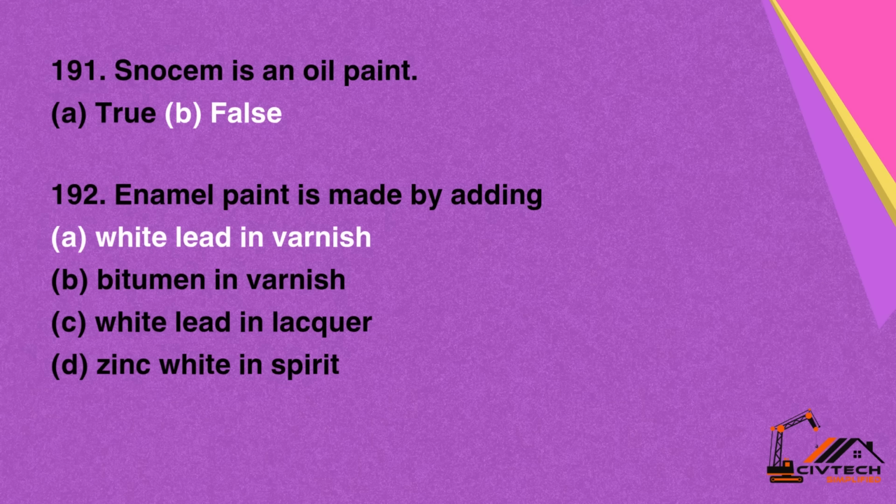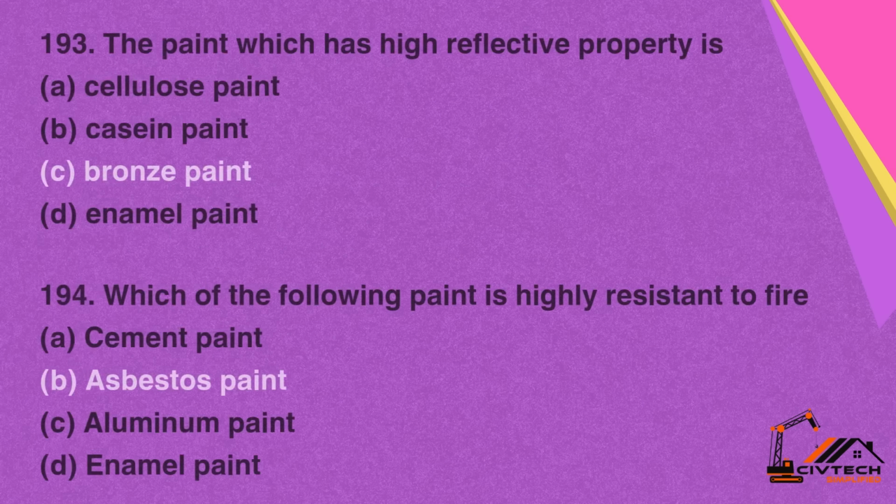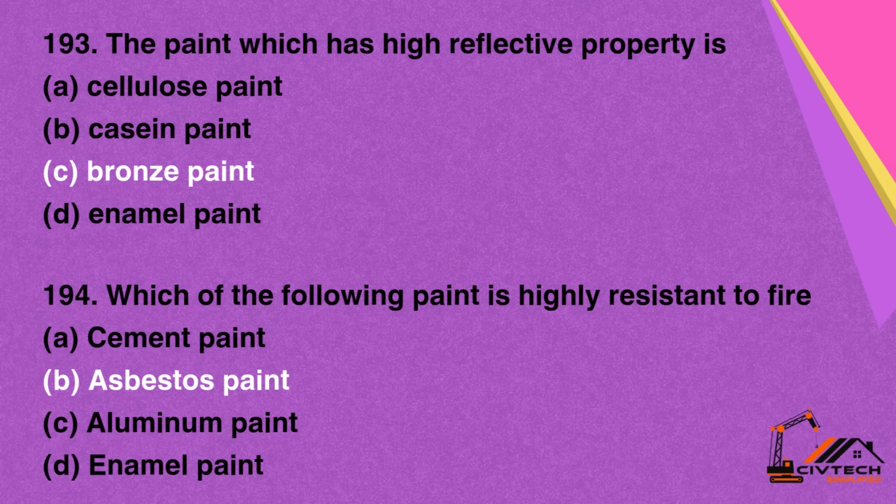192. Enamel paint is made by adding A. White lead in varnish, B. Bitumen in varnish, C. White lead in lacquer, D. Zinc white in spirit. Correct option, A. White lead in varnish. 193. The paint which has high reflective property is A. Cellulose paint, B. Casein paint, C. Bronze paint, D. Enamel paint. Correct option, C. Bronze paint.